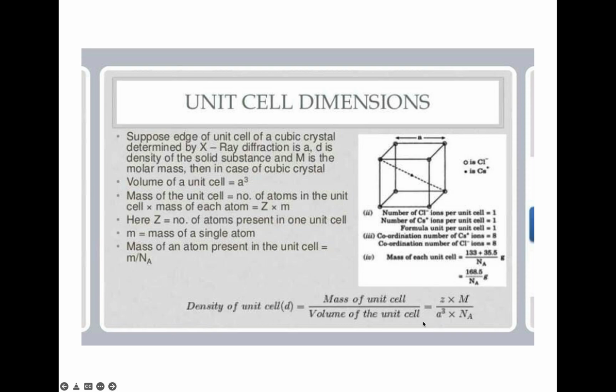So, density is equal to mass by volume, Z into m divided by A cube into Na. So, the volume is A cube, we found it already. Just substitute it, the mass of the unit cell is Z into small m, where small m is the mass of the single atom. And from this you can find out the unit cell dimension, you will get problems based on it. Just remember, the density of the unit cell is Z into capital M by A cube into Na.